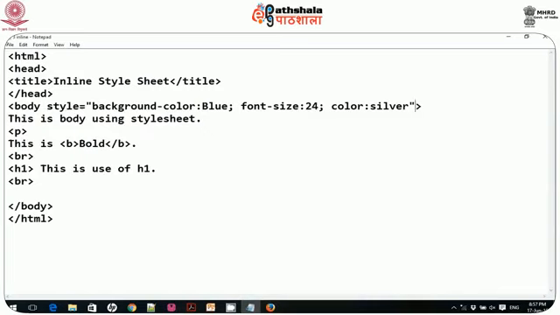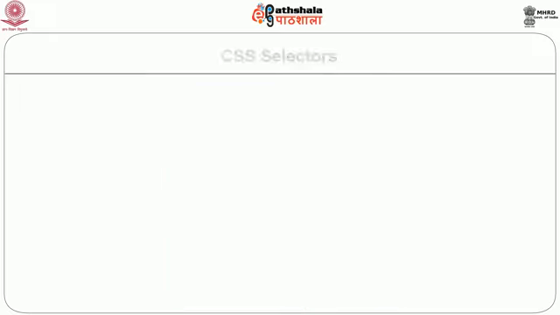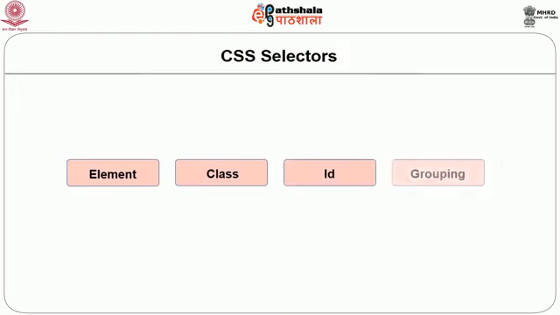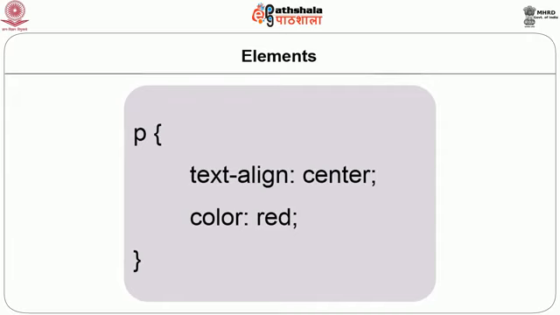Now you might be wondering what else you can do with style sheets. So I will quickly go through it. You can check that this is the general syntax. Now there are many selectors available: element, class, ID or grouping. Element is the same as what we are using: P, body, H1, etc. Say for example here I provide P, text-align is center and color is red.